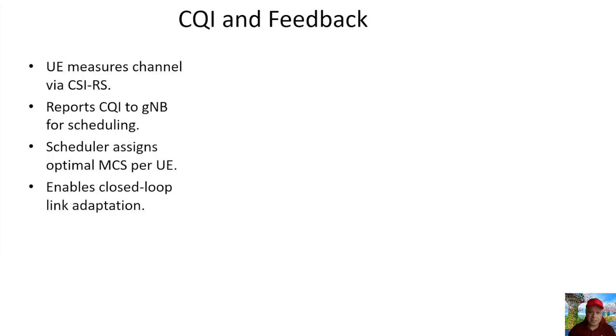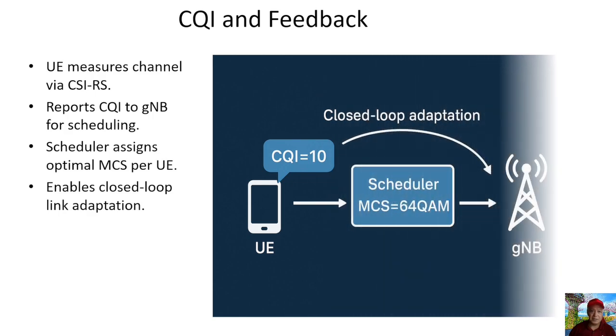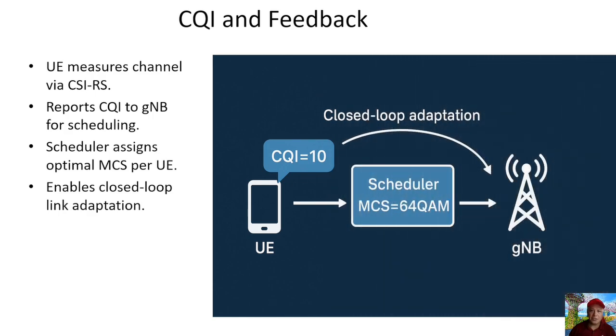The base station relies on CQI, channel quality indicator, reports from the UE. Each UE measures its received signal quality using reference signals, then reports a CQI value. This feedback allows the scheduler to assign an optimal MCS and then PRB allocation.